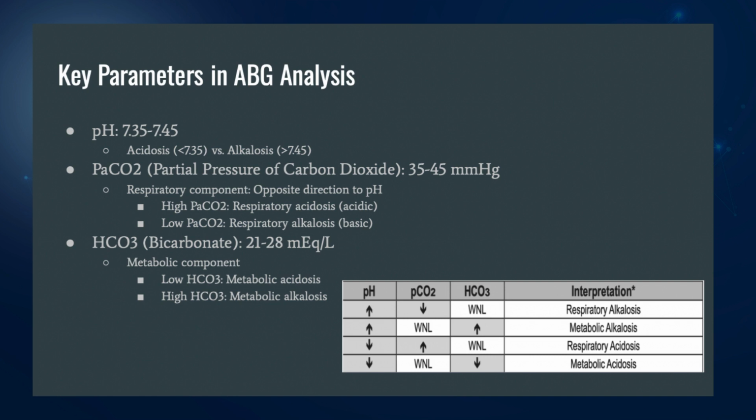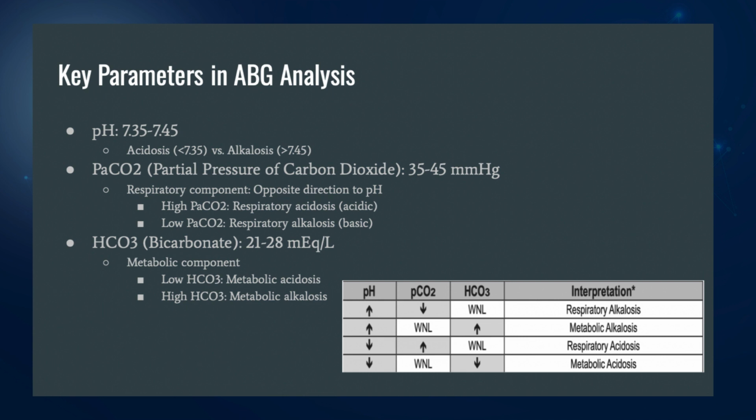Okay? And then, as we had discussed before, if the partial pressure of carbon dioxide is opposite to the pH, as we can see in the second row, the partial pressure of carbon dioxide is opposite, and for that reason, we can see that it is a respiratory problem. And in the second to last row, we can see that the partial pressure of carbon dioxide is opposite to our pH, and so it is a respiratory problem.